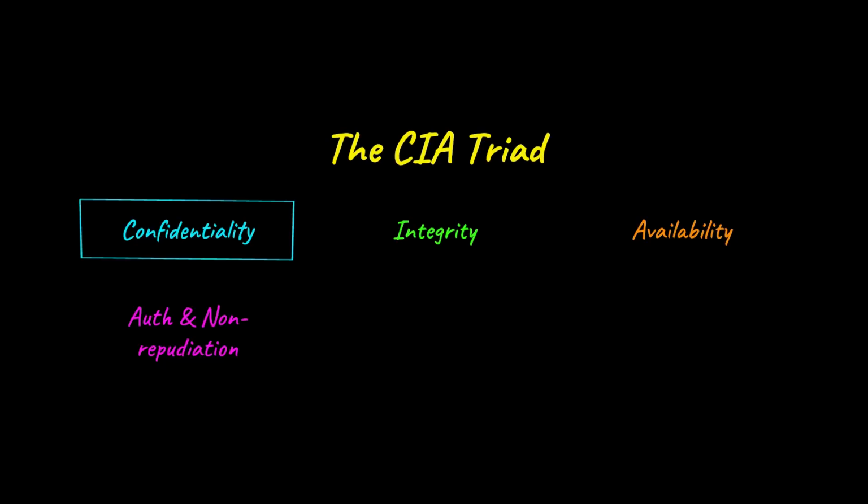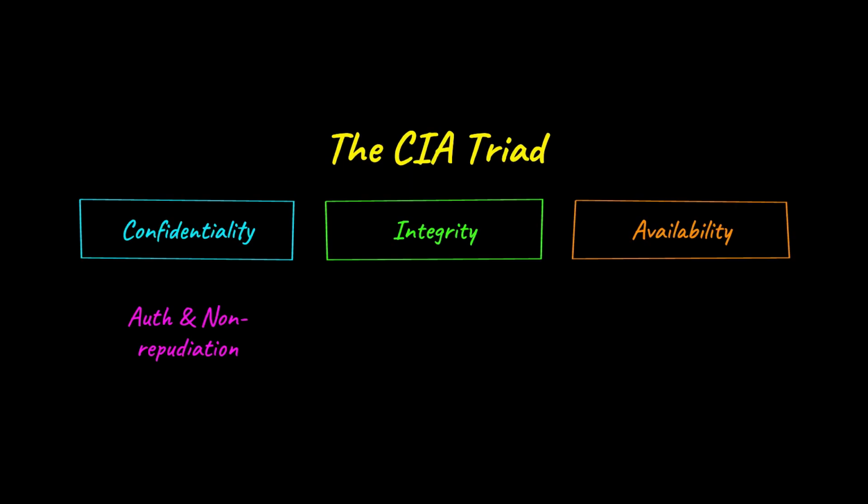The three pillars of information security are confidentiality, integrity, and availability. Cryptography directly serves confidentiality through encryption and integrity through hashing. And via digital signatures, it adds authentication and non-repudiation. Availability, though, comes from entirely different tools: redundancy, backups, failover systems, and defenses against denial of service attacks.